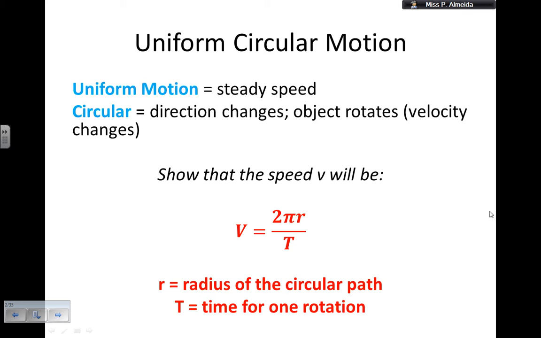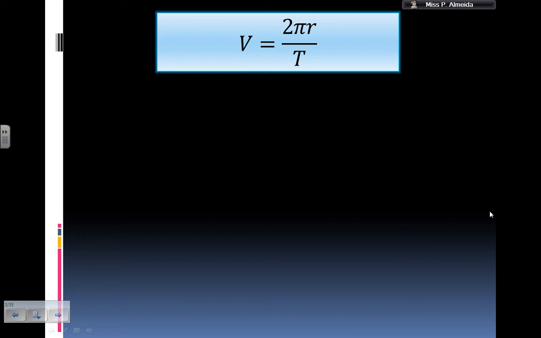Now, circular means that the direction changes, as I have been saying so far, so the object rotates, so the velocity changes, okay? Now, it's very easy to show that the speed v, which is what they normally use to talk about the speed in circular motion, is going to be 2 pi r over T, where r is the radius of the circular path. Even if you don't have a full circle, it's going to be the radius of the curve. And big T, not the same t that we use for time, is the time for one rotation.